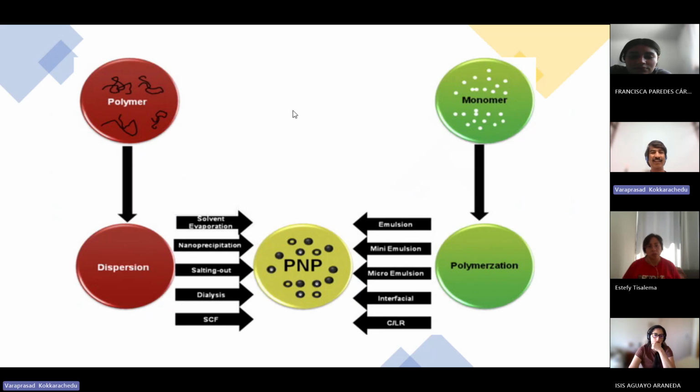And the class is almost over. Okay, we can see here that whatever we discussed, all the methods, are related to this. Generally, we take a polymer and we disperse it with the nanoparticle.